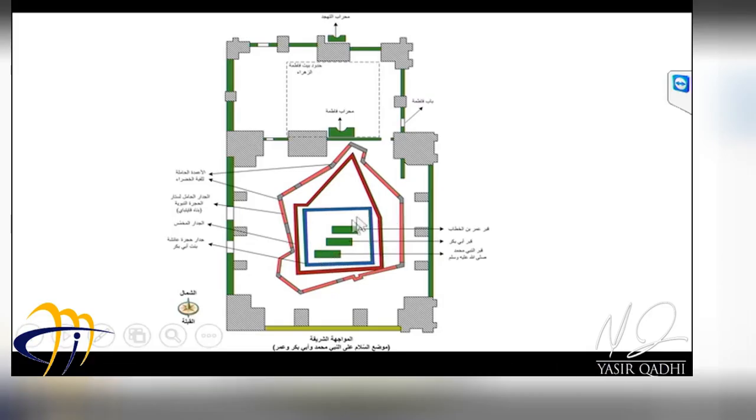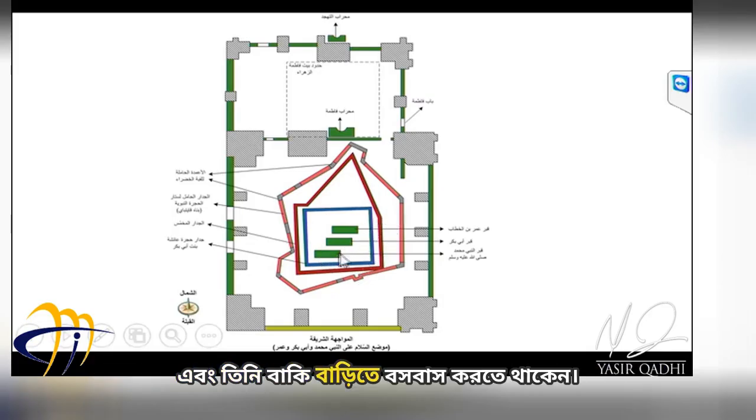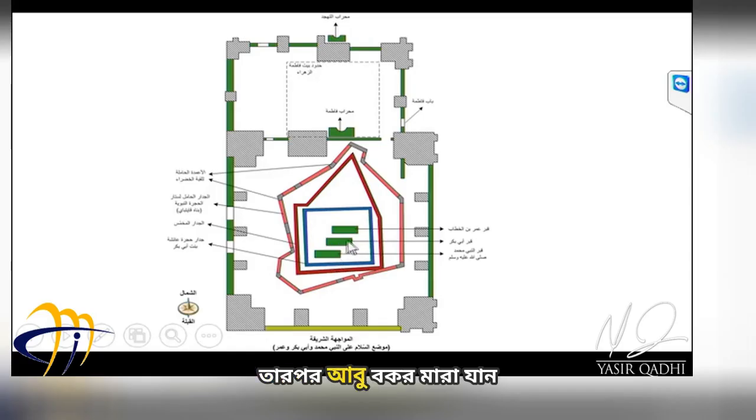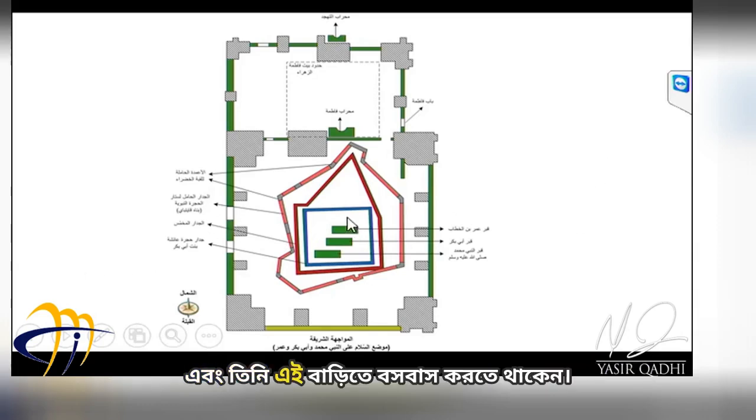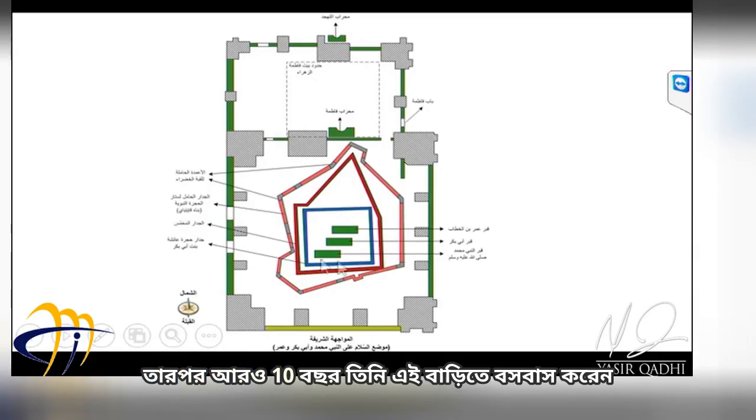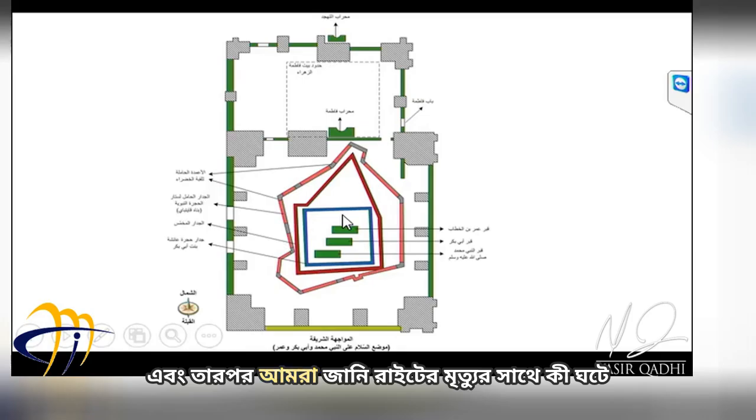And Aisha radiallahu anha continued to live in the rest of the house. Then Abu Bakr passed away, and Abu Bakr is buried over here. Abu Bakr as-Siddiq is her father, and so, obviously, she allows her father to be buried, and she continues living in this part of the house. Then for another 10 years, she lives in this part of the house, and then we know what happens with the death of Umar ibn Khattab, right? We all know the story.